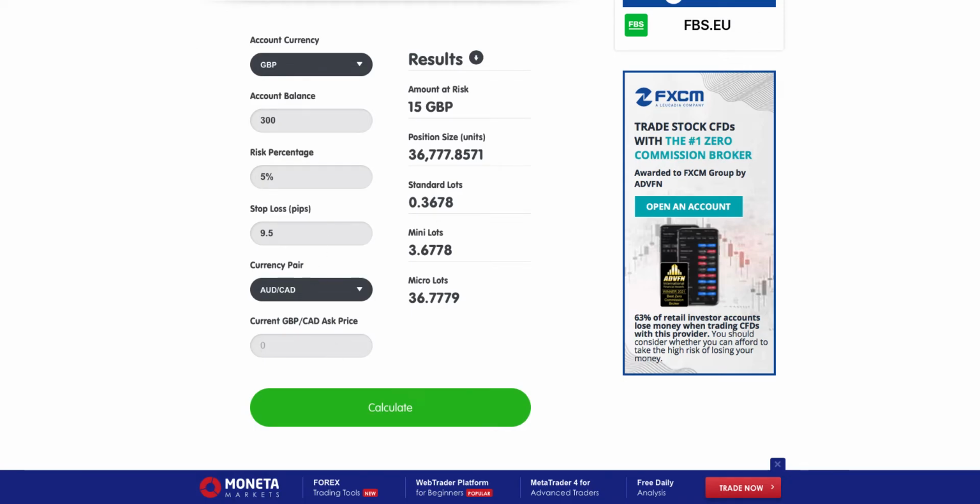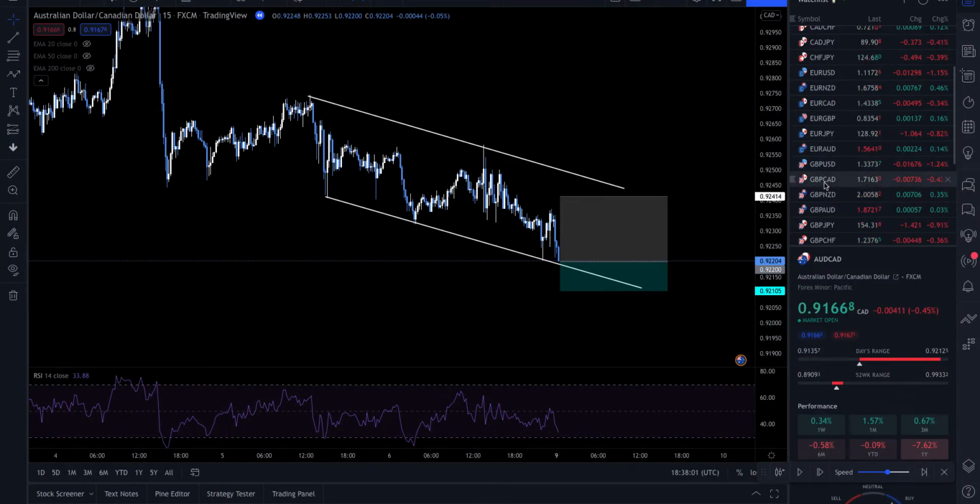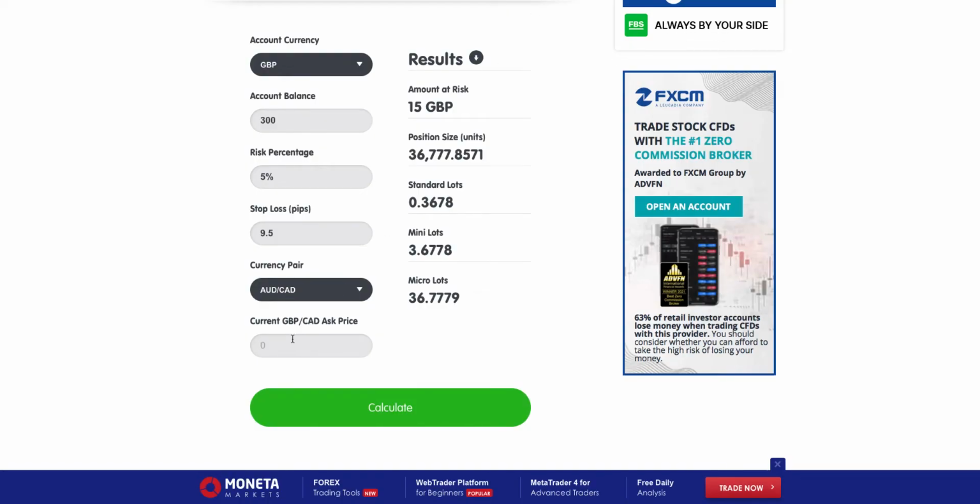And then it asks us for the current GBP CAD ask price. So we're going to hop back onto TradingView and we're going to find GBP CAD's price. 1.7162. So we'll come back onto here, 1.7162. Click calculate, and this figure right here is the decimal or the lot size that you would enter into the top of your MetaTrader platform after you've inputted your stop loss and take profit, and that would give you a £15 maximum risk on this trade.